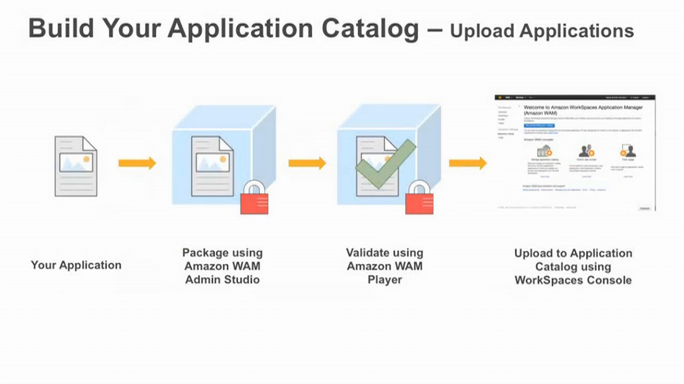To build your application catalog from your own applications, you can take an existing app that you have access to and package it using the Amazon WAM Studio, validate it using the Amazon WAM Player, and then upload it into the catalog. The two steps, packaging and validating, are completed on EC2 instances using images that are available to you that have these applications built in, the Amazon WAM Studio and the Amazon WAM Player.